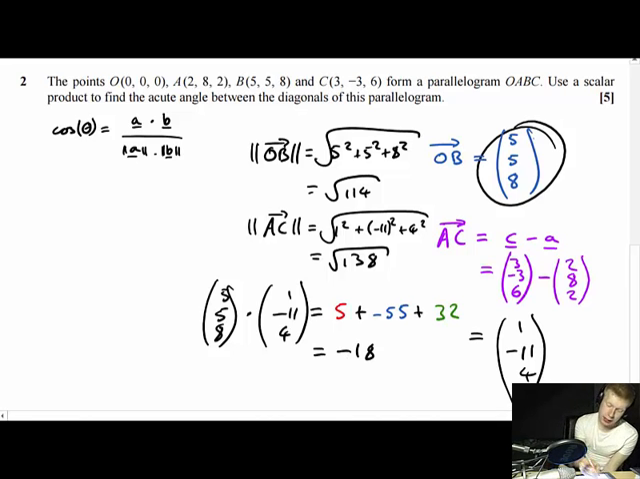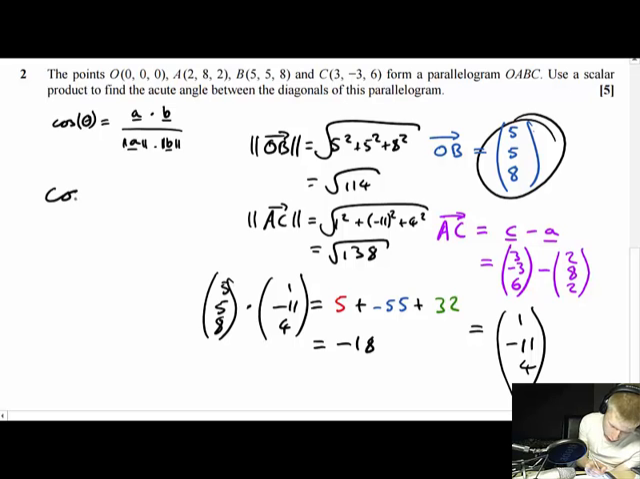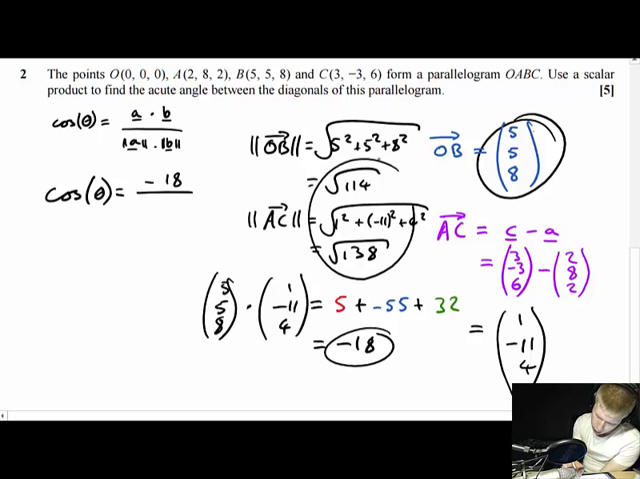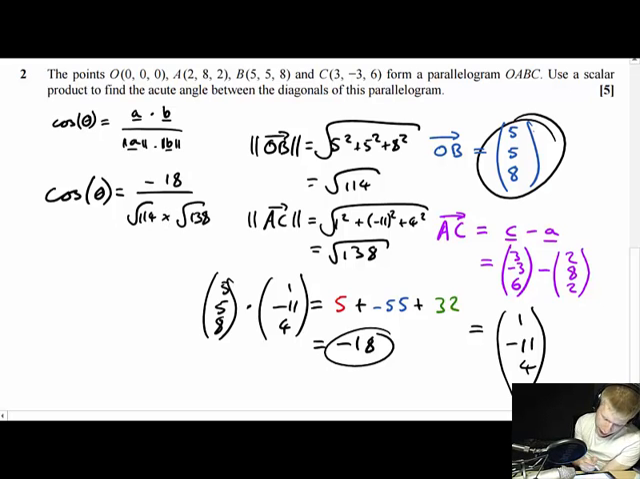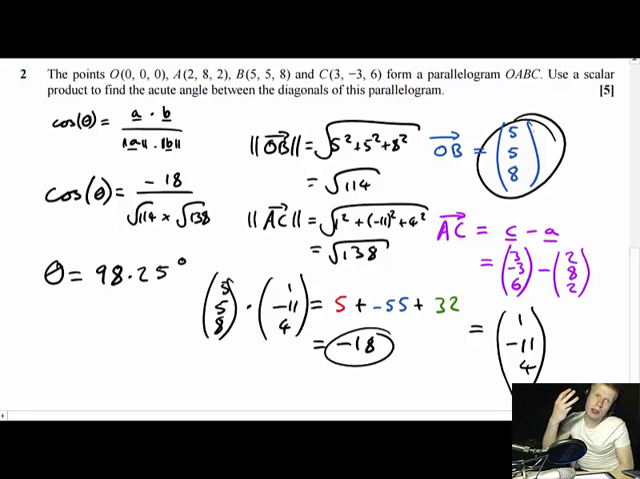Negative 18. Okay, we then stick it into this formula, so cos of theta, the angle between them, is going to be a dot b, which is negative 18, over these two things, so square root of 114 times square root of 138. Stick that in a calculator. Remember, we want theta, so we take the cos inverse of that, and that comes out as 98.25 degrees. Remember, if they don't say, either leave it to 3 significant figures or 2 decimal places.